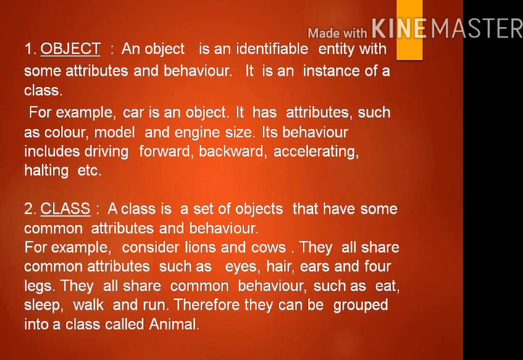Number 2, what is class? A class is a set of objects that have some common attributes and behavior. For example, consider lions and cows. They all share common attributes such as eyes, hair, ears, and 4 legs. They all share common behavior such as eat, sleep, work, and run. Therefore, they can be grouped into a class called animal.